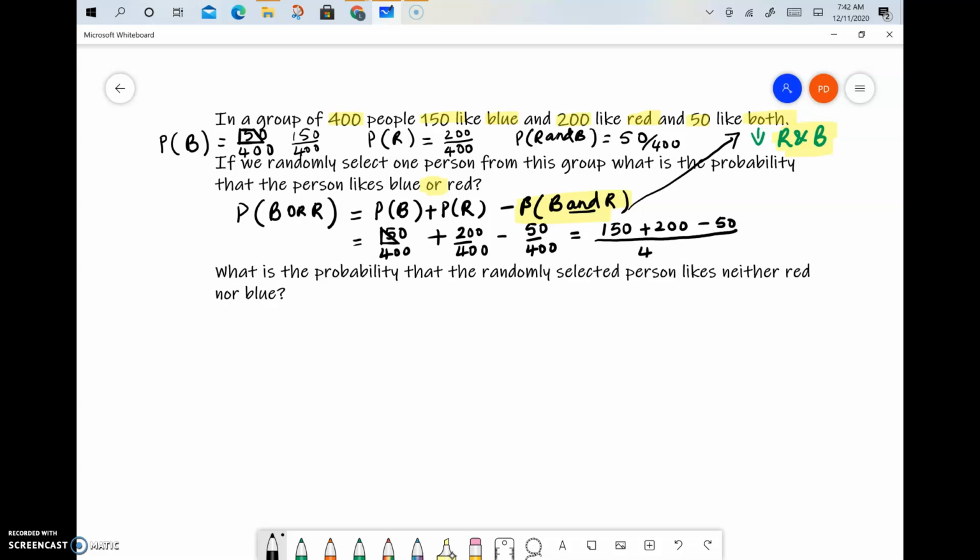over 400 is equal to 300 over 400, which is 3 out of 4, which is 0.75. That's the probability that a randomly chosen person likes blue or red.